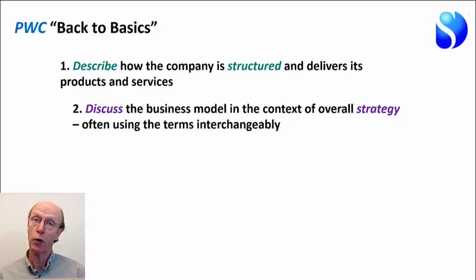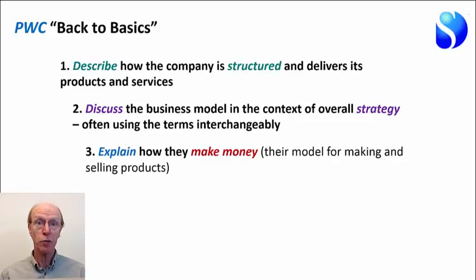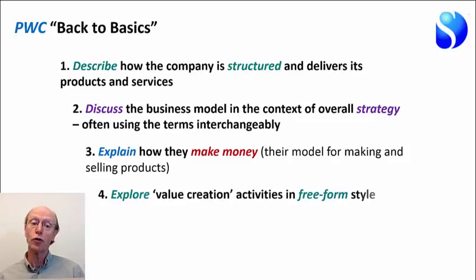They then recommend that you explain how this business model will actually make money: the model for making and selling products. Well, making products is manufacturing or production, and selling products is selling. So I'm not entirely sure how information about making things and selling them actually tells you how the business is going to make money. Their fourth recommendation is that you should explore value creation activities.